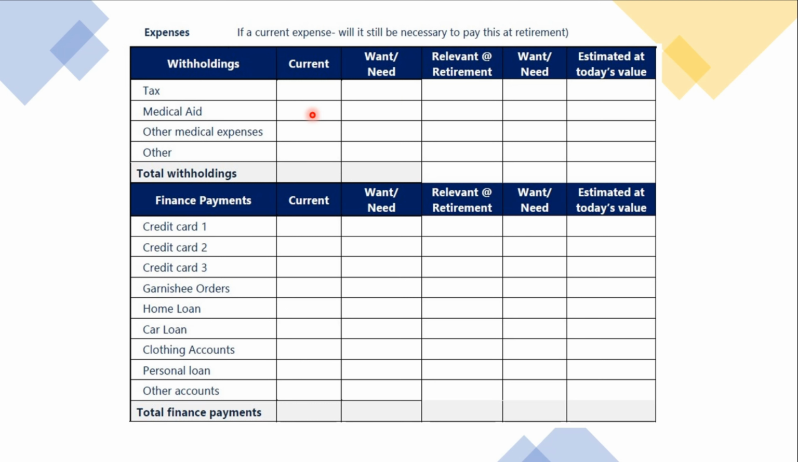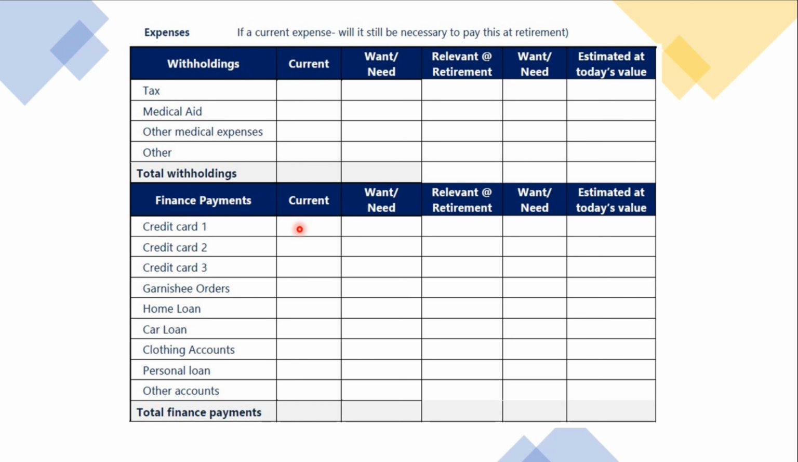Medical aid, current. Is it a want or a need? So you can see the column completions are the same. Is that relevant at retirement? Definitely, yes. Is it a want or a need? And then estimated at today's value. How much do I think I'll pay? Also important for you to know, will my company contribute or not? Then other medical expenses if I have. Anything other? And then your total withholdings, right?